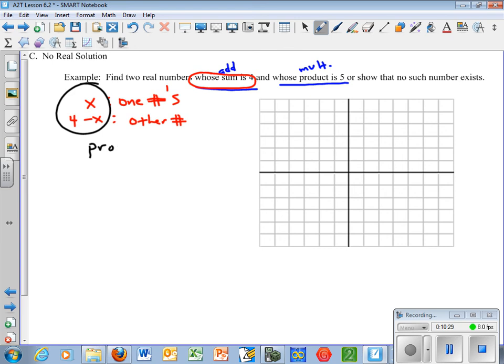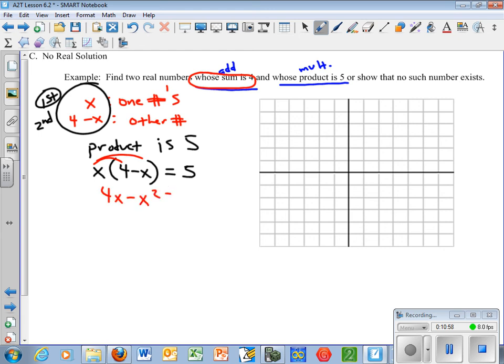The product of these two numbers, product means I'm going to multiply, is 5. So I'm going to take my first one here, and how I represented my second one, I'm going to multiply them. So x multiplied by the second one, which is 4 minus x, now notice I got to put that in parentheses, equals 5. Now I need to simplify the left-hand side. I'm going to distribute, so 4x minus x squared is equal to 5 when I distribute.